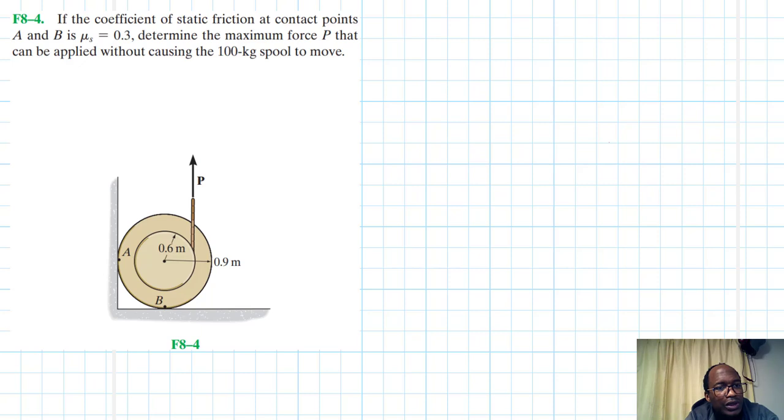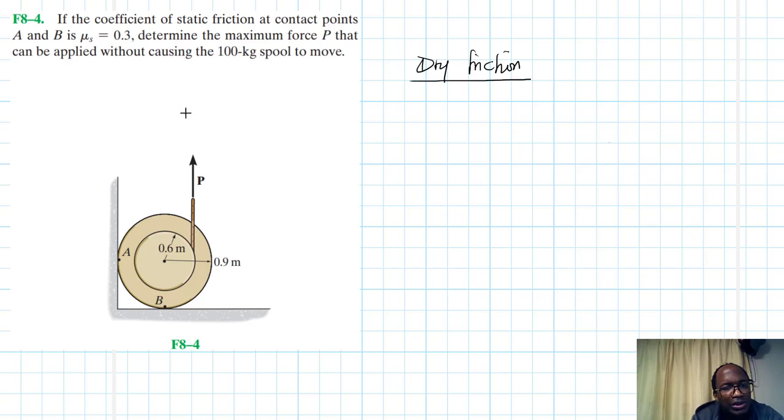The problem reads: if the coefficient of static friction at the contact points A and B is mu s equal to 0.3, determine the maximum force P that can be applied without causing the 100 kg spool to move. This problem is coming from the Engineering Mechanics Statics textbook, 13th edition by R.C. Hibbeler. So we're going to be dealing with what is called dry friction.